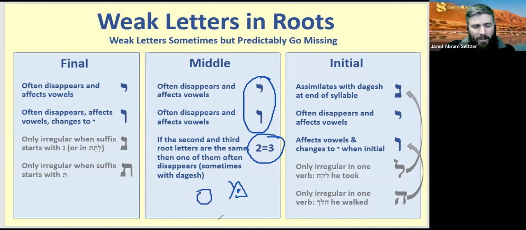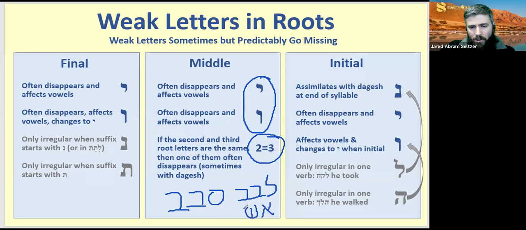Other examples would be for like sav from savav, or lev from levav. Well, like ashash. I mean, there are tons of examples. Some of these you probably don't know, but the point is that when the second and third root letter are the same, those two letters will predictably combine together with a strong dagesh, or if it's the end of a word, no dagesh at all.